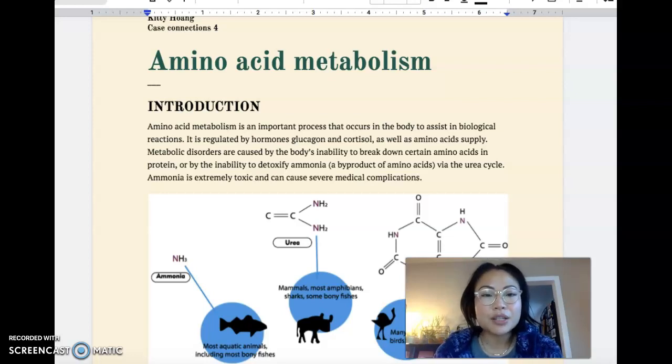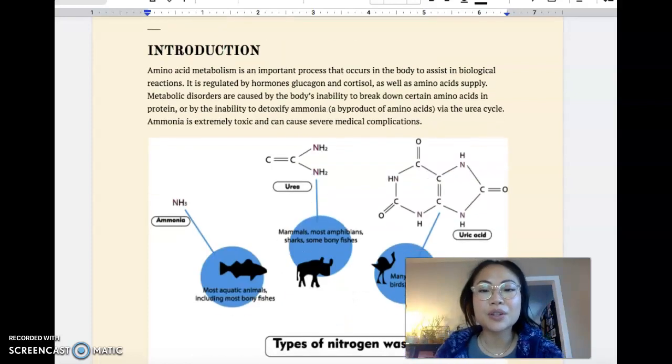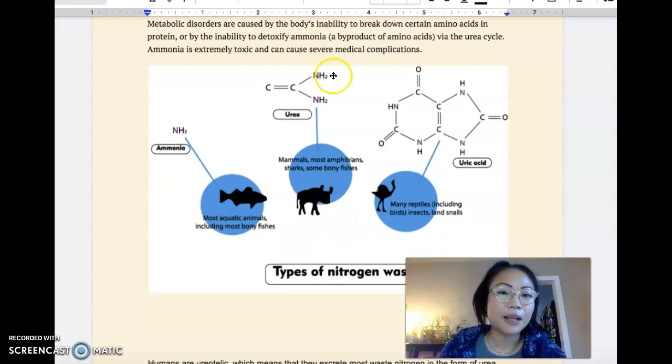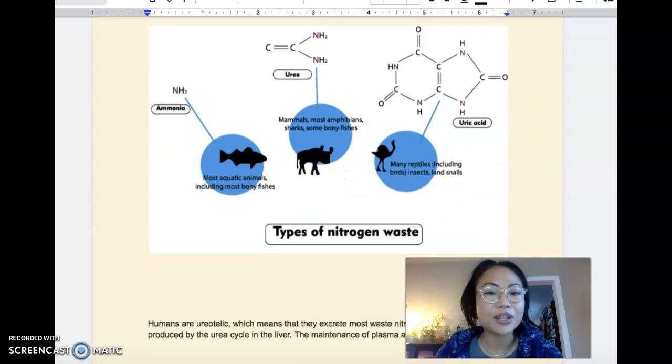So a quick introduction, amino acid metabolism is a very important process that occurs in the body and it assists in biological reactions. It's regulated by glucagon and cortisol, as well as the amino acid supply. Metabolic disorders are caused by the body's inability to break down certain amino acids in protein or the inability to detoxify ammonia, which is the byproduct of amino acids. Ammonia is extremely toxic and can cause severe medical complications.